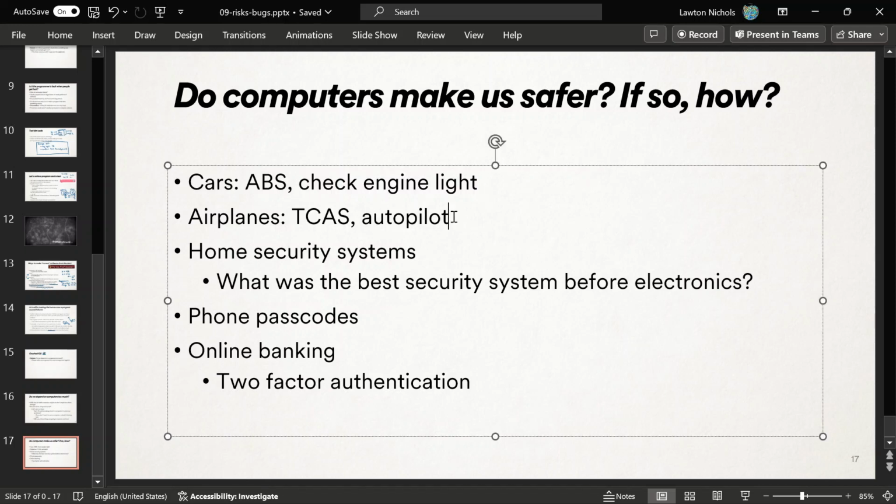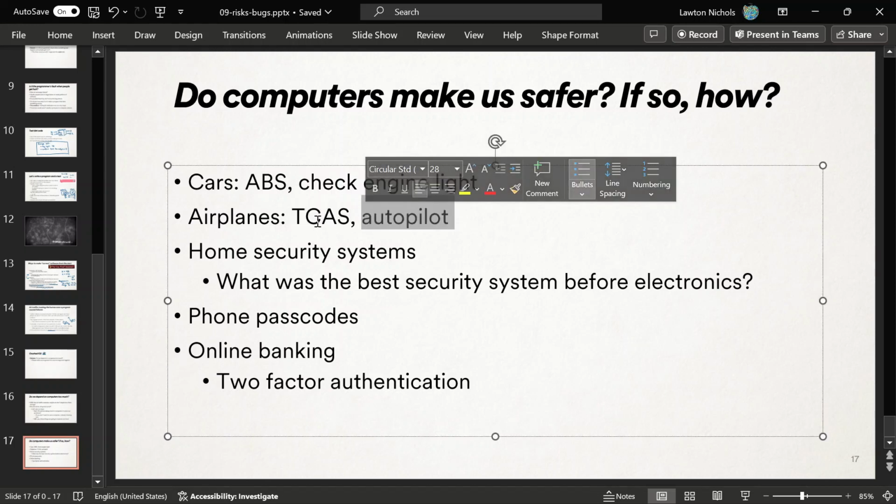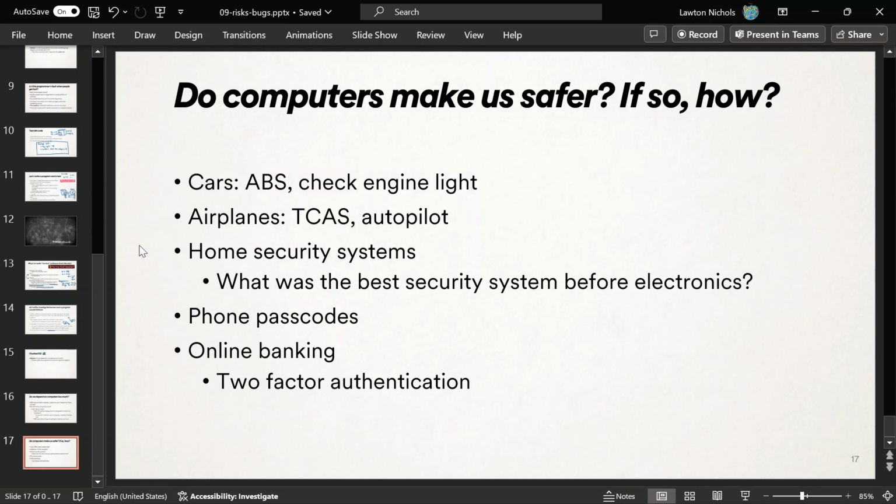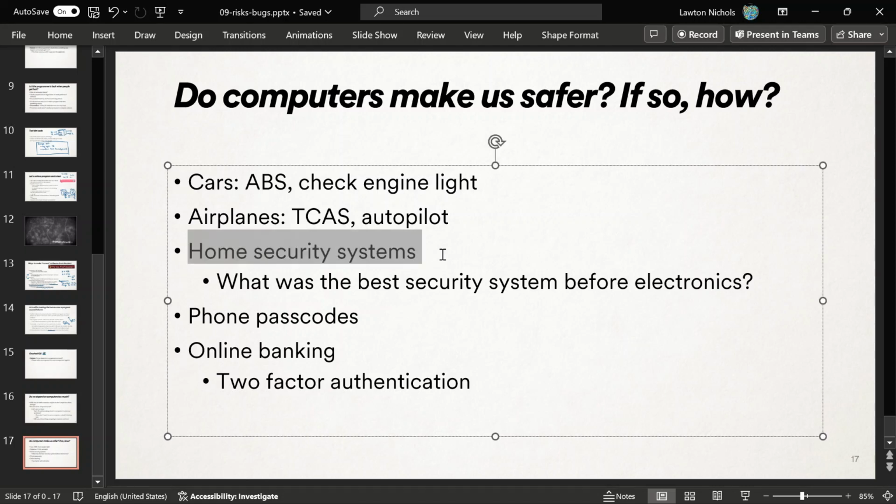And then airplanes, of course, we have autopilot these days to save the pilot's energy, and then also the traffic collision avoidance system, which is great, keeping us safe out there. A lot of people have really gotten into home security systems these days.